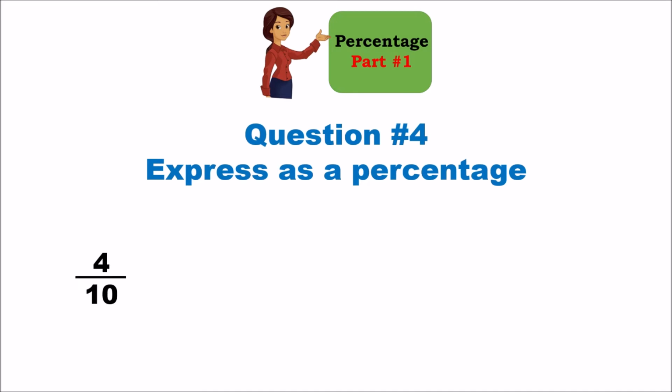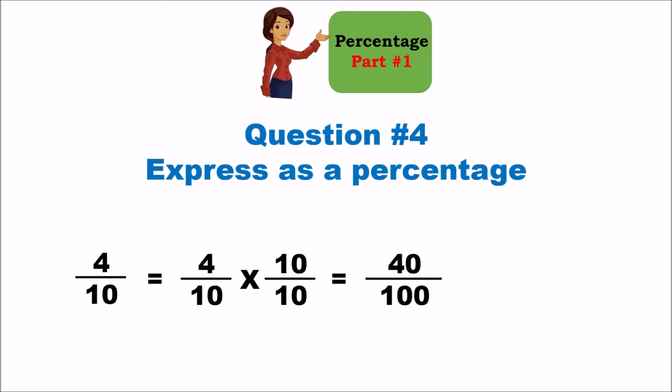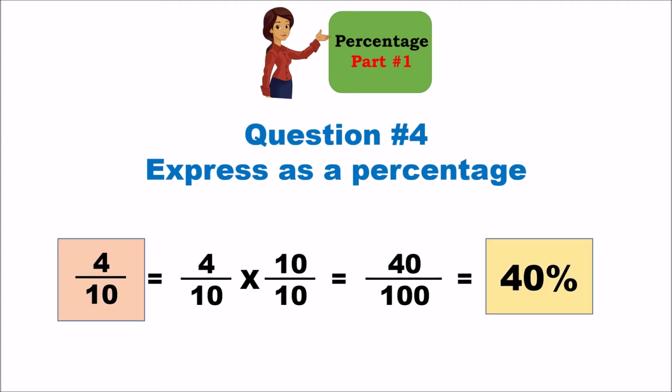4 upon 10. Now we need to convert it, like we did just now, so it's out of 100. So we take 4 upon 10 and we multiply the numerator by 10 and the denominator by 10, thereby ensuring the fraction has not changed. 4 into 10 is 40 and 10 into 10 is 100. So that's 40 upon 100. So that is 40%. So we can say 4 upon 10 in terms of fraction is 40% in terms of percentage.